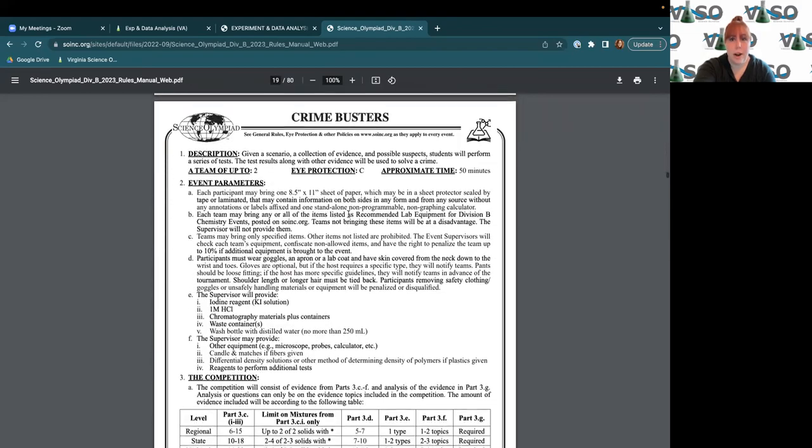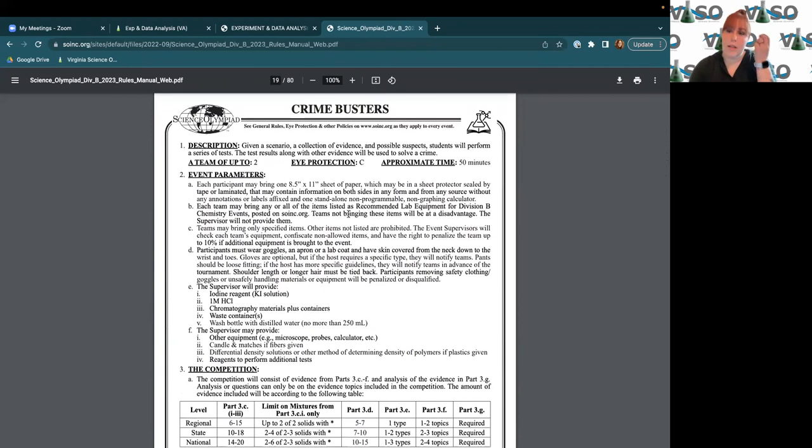Here we go. All right. Crime Busters is one of our hands-on events that is actually going to take place on the hands-on date, because there's a lot of physical testing of different samples. But it does obviously also have a written part in terms of they are writing their answers on paper.